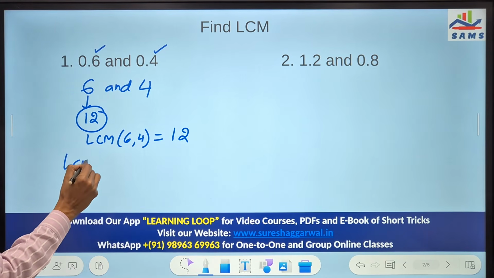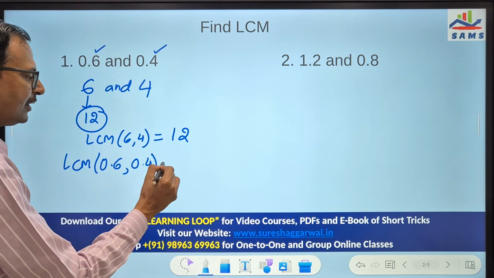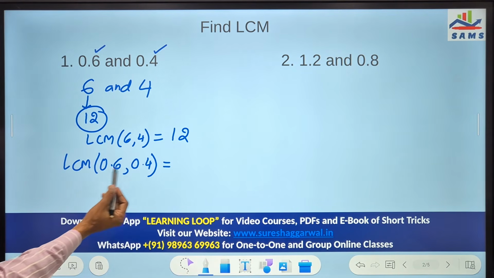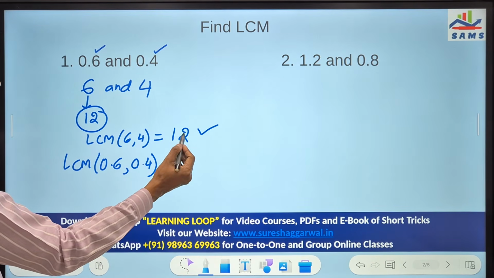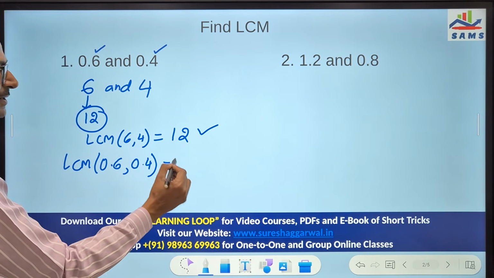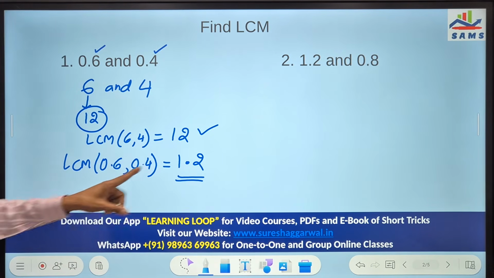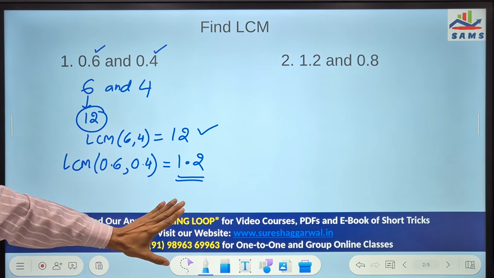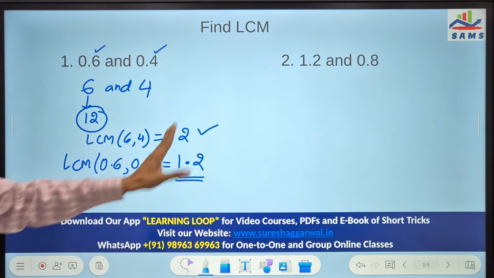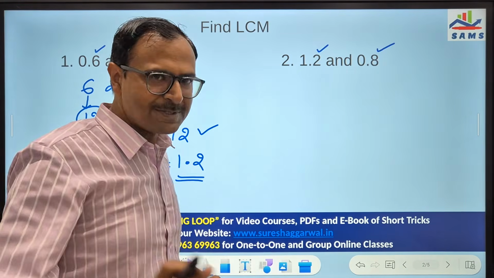Now the LCM of 0.6 and 0.4, because both of them have 1 decimal place, your answer here will also have 1 decimal place, and so the answer is 1.2. I have just put a decimal 1 digit from the right hand side in 12, and I got 1.2 as the LCM. Likewise, 1 digit here, 1 digit here, no problems at all.